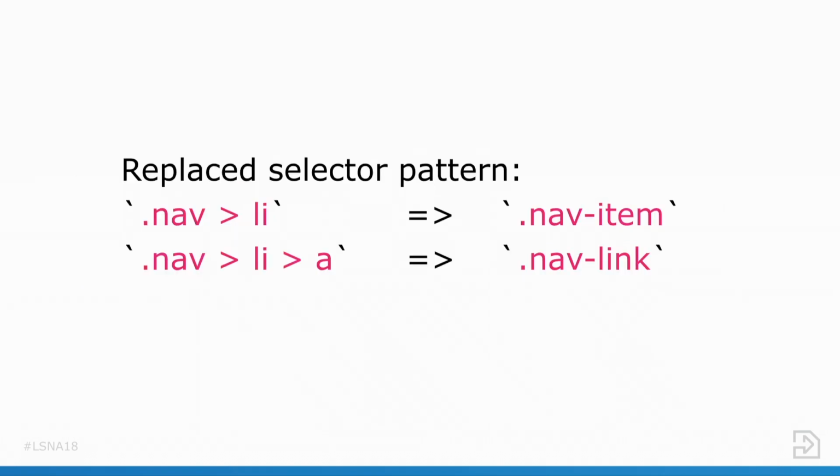The selector pattern, in Bootstrap 3, they used to use nav > li. They changed that to .nav-item and nav > li > a to .nav-link. So they simplified the selectors a little bit and it makes it easier to override. It also makes your CSS render a little bit faster, but you probably won't notice.